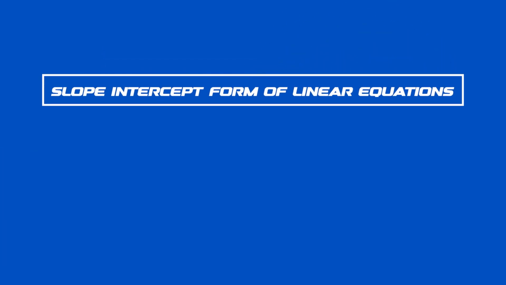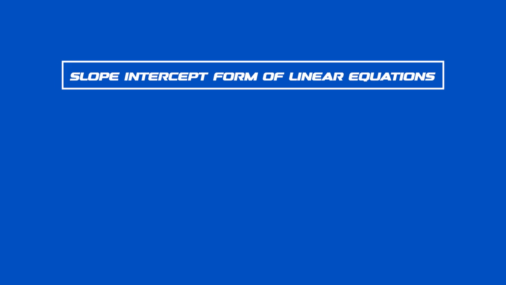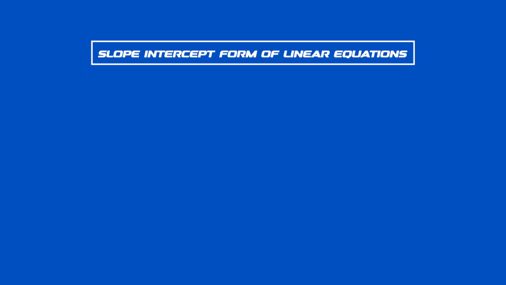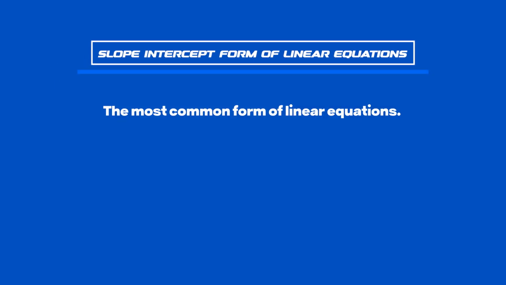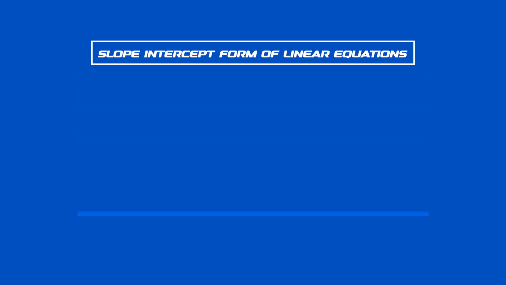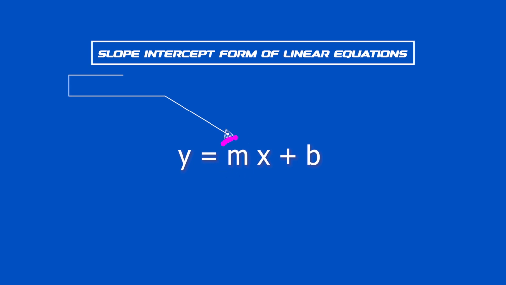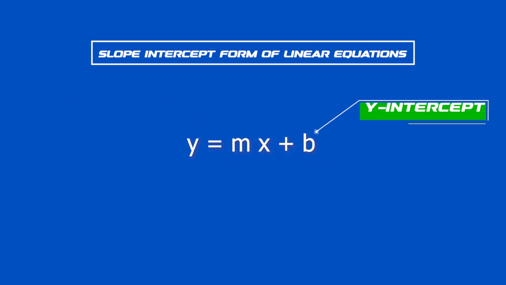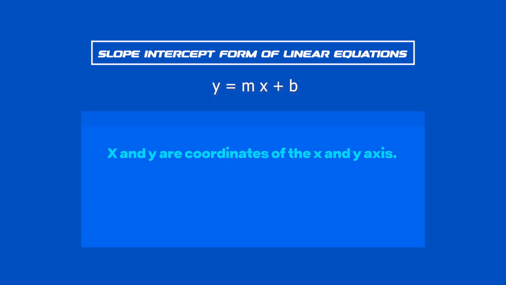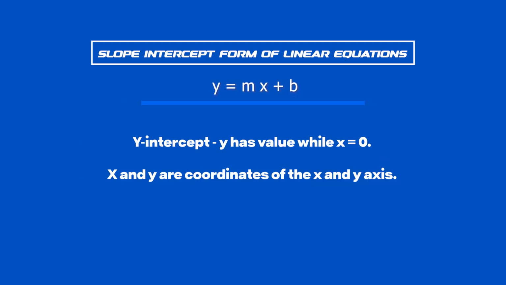The second form of linear equations is called the slope-intercept form. The most common form of linear equations is the slope-intercept form, which is represented as y is equal to mx plus b, where m is the slope of the line and b is the y-intercept. Y-intercept means that y has a value while x is equal to 0. And x and y are the coordinates of the x-axis and y-axis respectively.